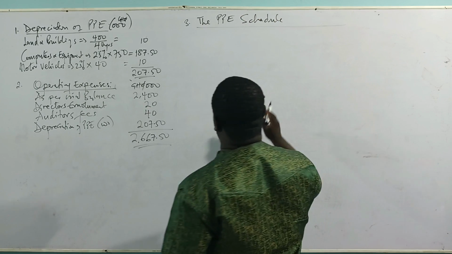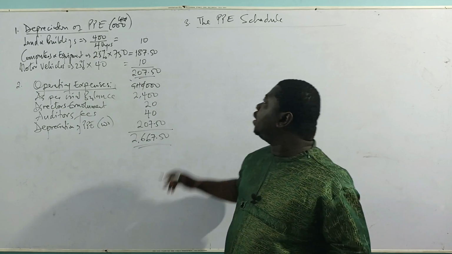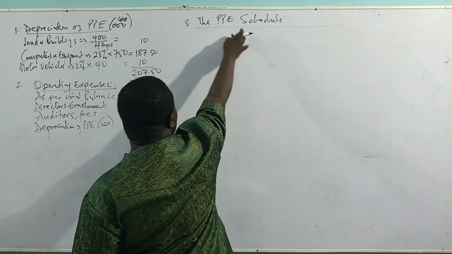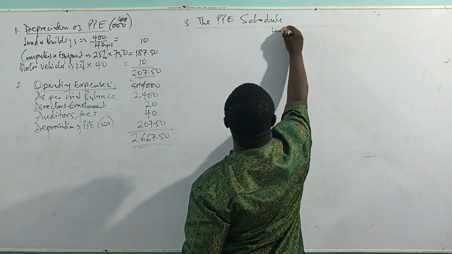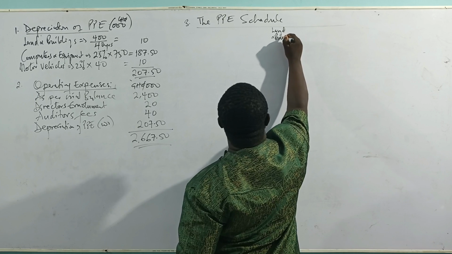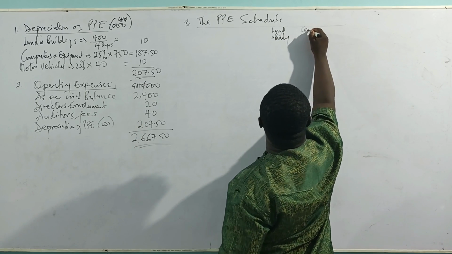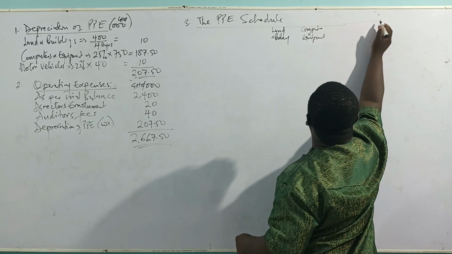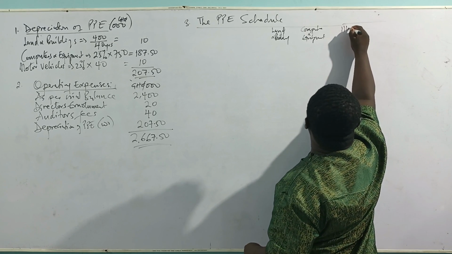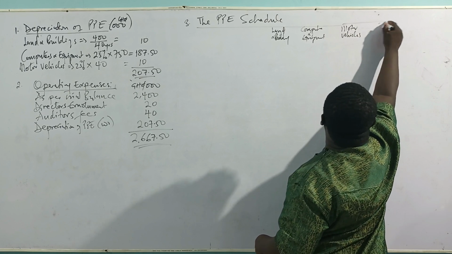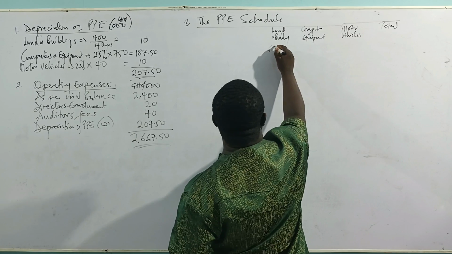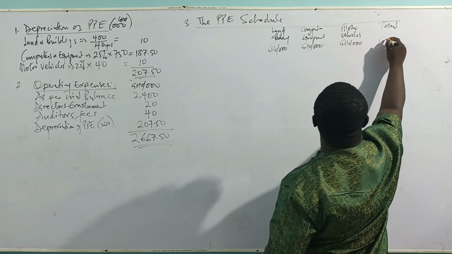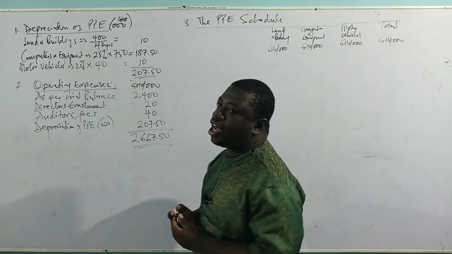Now pay attention to the PPE schedule. There are 3 items of PPE. So we are going to create a column for each of them and then we create the total column and then we leave a space for particulars. So let's say this is the space for particulars. We have land and building. And then we have computers and equipment. And then we have motor vehicles. And then there will be a column for total. So we'll show our currency sign with 3 zeros up for each of them. So this is a typical PPE schedule.